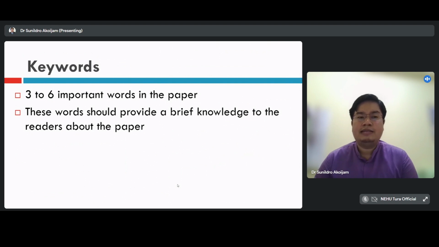There is also a word limit in terms of keywords. Normally, it varies from 3 to 6 words, and these should do justice to what you have done. Whenever people read or try to see the keywords, they will be able to understand what the important things considered in the paper are. So you should be very cautious in selecting the keywords for your paper.